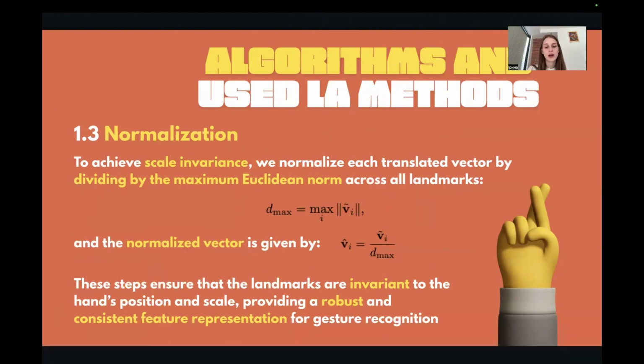After that, to achieve scale invariance, we normalize each translated vector by dividing by the maximum Euclidean norm across all landmarks. Here's the formula. And then the normalized vector is given by this formula. These steps ensure that the landmarks are invariant to the hand's position and scale.